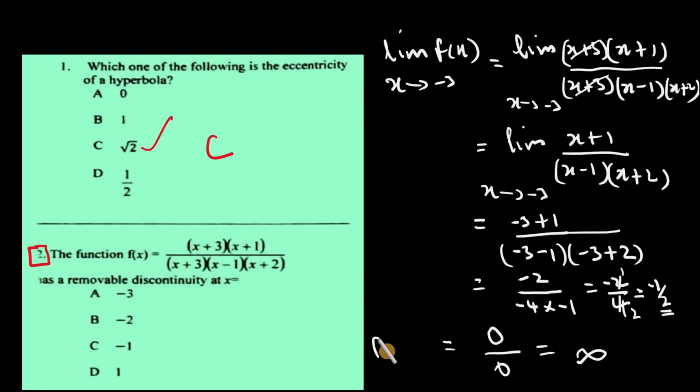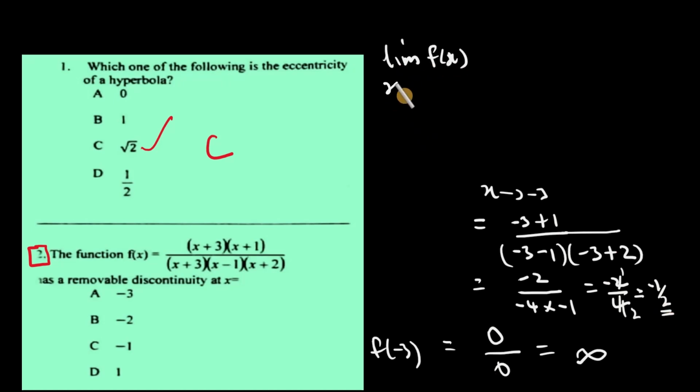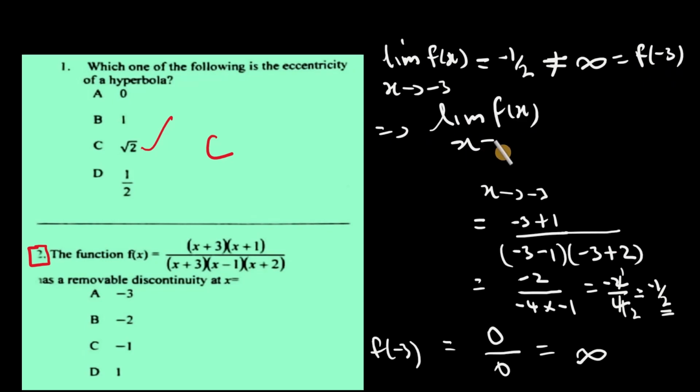But we obtained f of minus 3 as undefined. But the limit of f of x as x tends to minus 3 is minus half. That is the limit of f of x as x tends to minus 3 is equal to negative half, which is not equal to f of minus 3, which is undefined. That means the limit of f of x as x tends to minus 3 is not equal to f of minus 3. Therefore, the function f of x has a removable discontinuity at minus 3. So the right answer here is A.